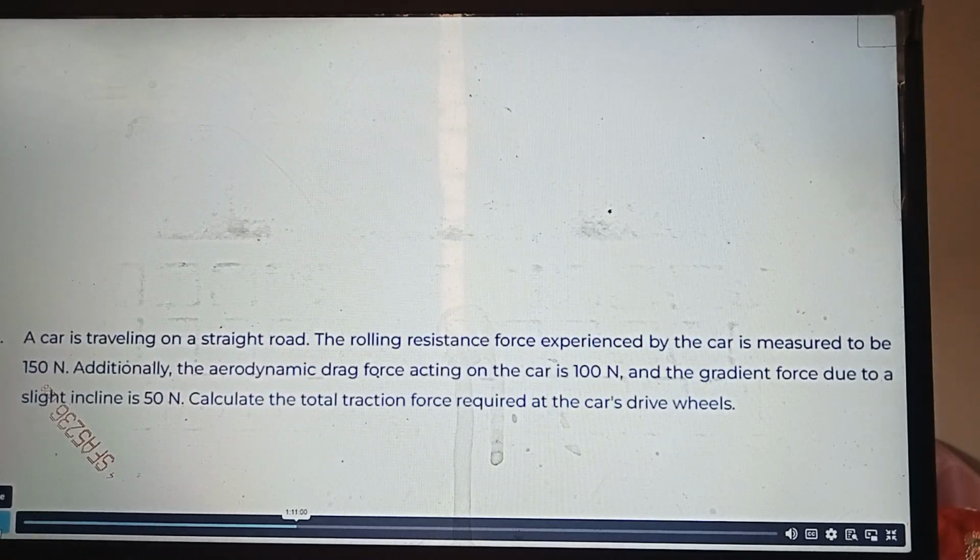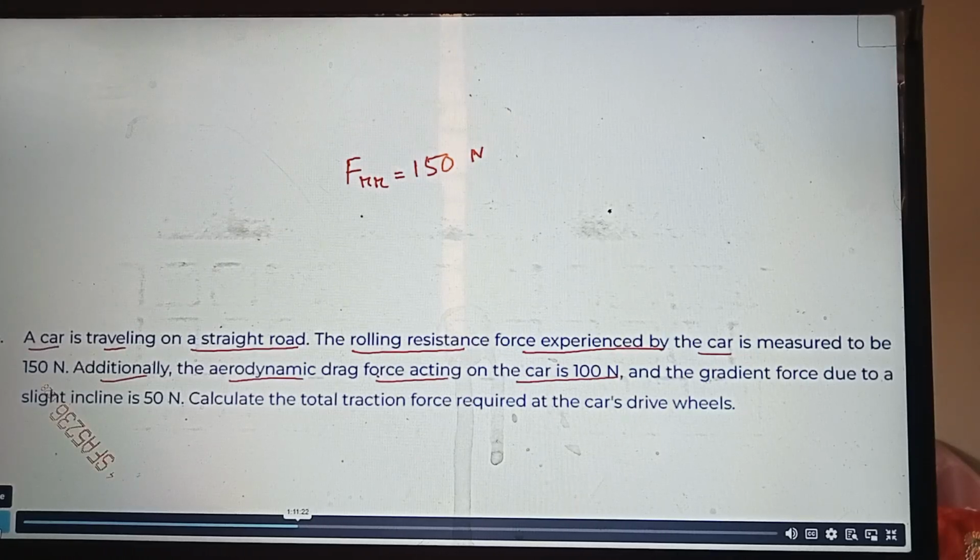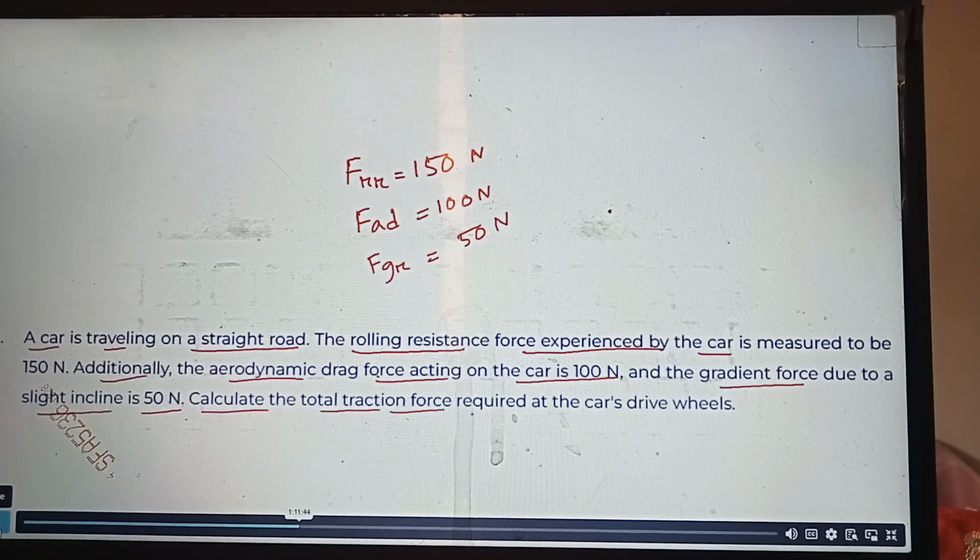Again, I'm not very sure whether you can read it, but I can help, no problem. So they say a car is traveling on a straight road. The rolling resistance force experienced by the car, FRR, is 150 Newton. Additionally, the aerodynamic drag is 100 Newton. So F aerodynamic drag is 100 Newton. Okay. The gradient force due to slight incline is 50. So gradient force is 50 Newton. Okay. Calculate the total traction force required at the car's drive wheels.